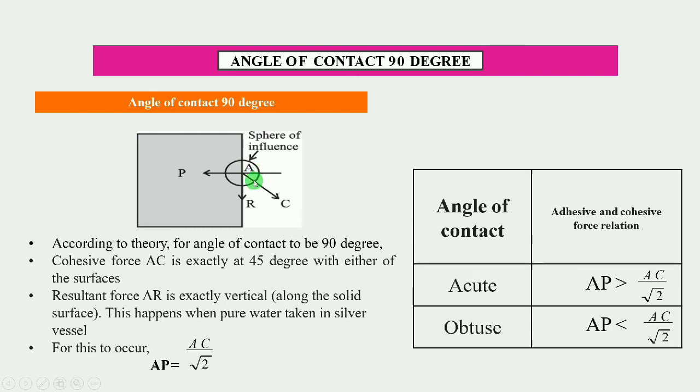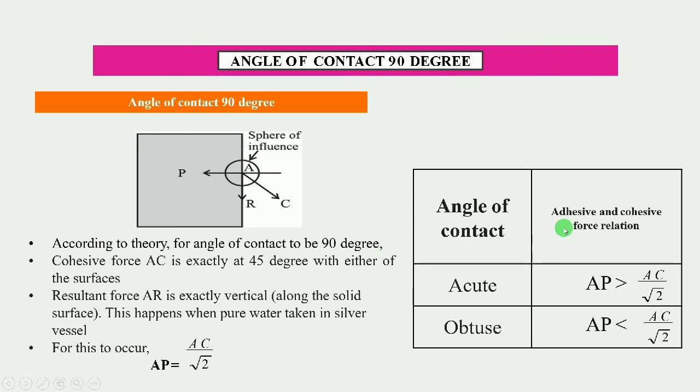The angle of contact will become AT. This is along the same line AT, and with this solid surface the angle of contact is actually 90 degrees, which means AC is making an angle of 45 and 45 on both sides. So if you consider the geometry of this figure, you can write AP equal to AC upon root 2. We are applying certain geometry and getting the relation. So this is the special case we can consider when we take pure water in contact with the silver vessel, that is, the angle of contact we are getting is 90 degrees here.